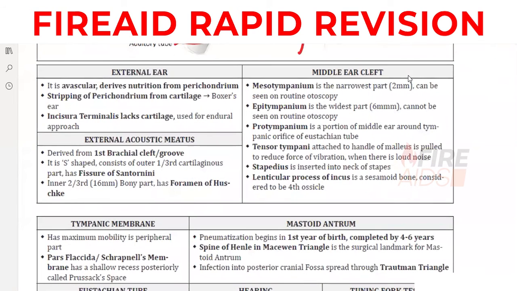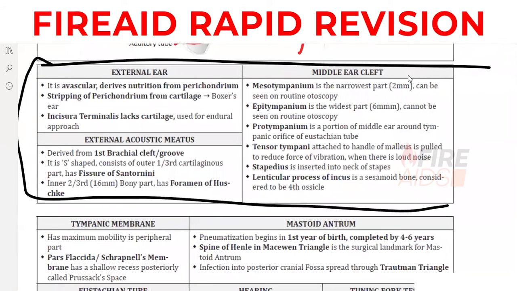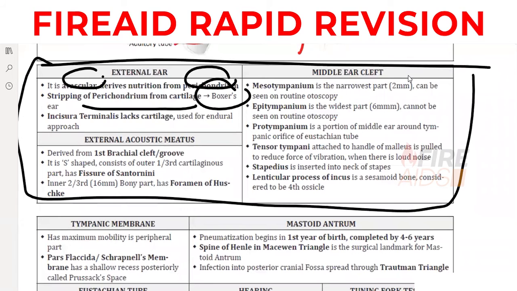Now, here is where you need to start studying for the MCQs. In the anatomy, I think these parts are very important. One is the external ear. The external ear is avascular, which is a very important MCQ. It derives nutrition from the perichondrium. The stripping of the perichondrium from the cartilage is called Boxer's ear. In boxers, during injury, the stripping of the perichondrium from the cartilage happens. Then the incisura terminalis lacks cartilage. That is an important MCQ.